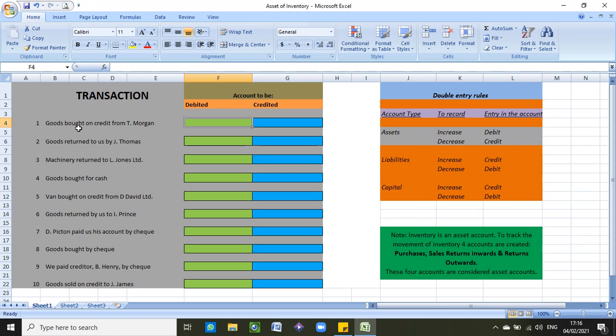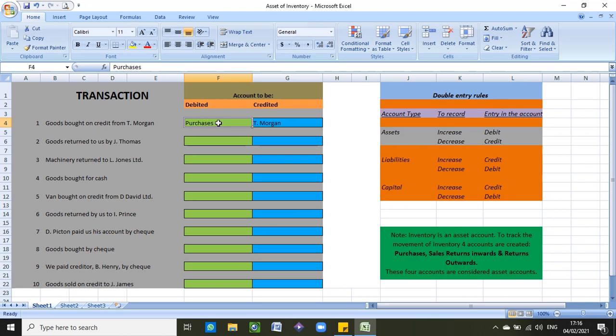Well, we are buying, okay? So goods bought on credit. So if we are buying, that means that we will debit purchases. We will debit purchases. What will we credit? Well, we owe T. Morgan, so I will credit T. Morgan.